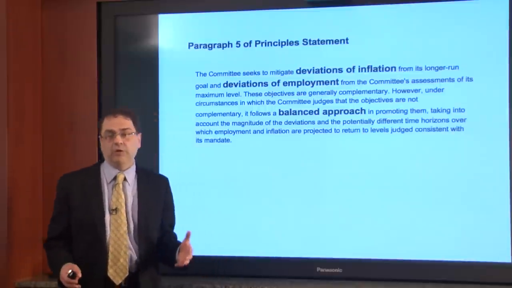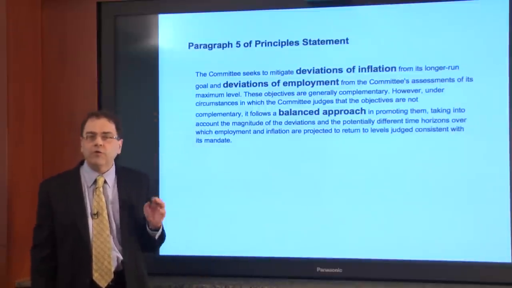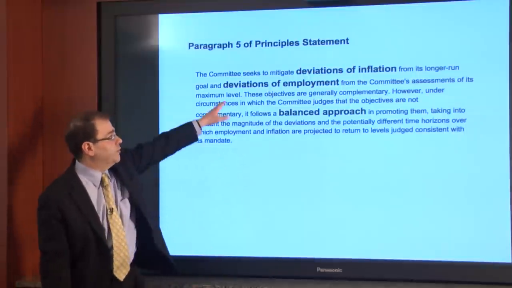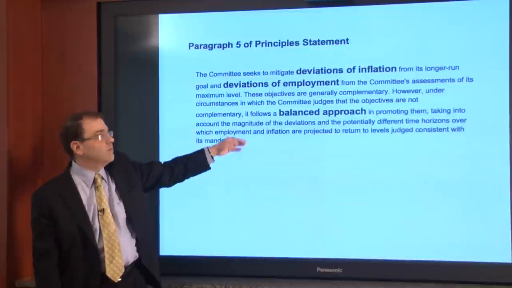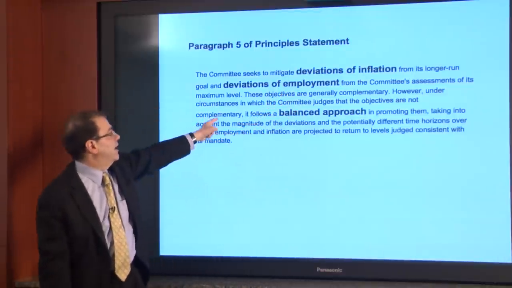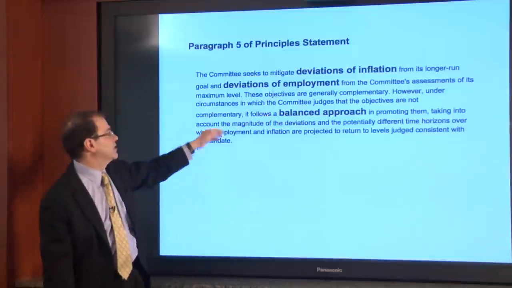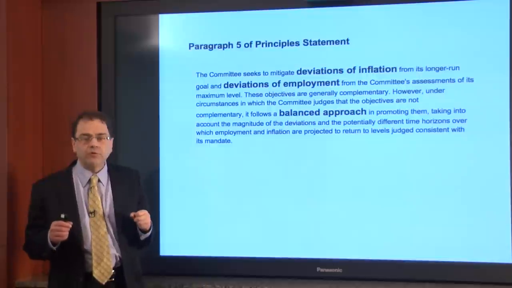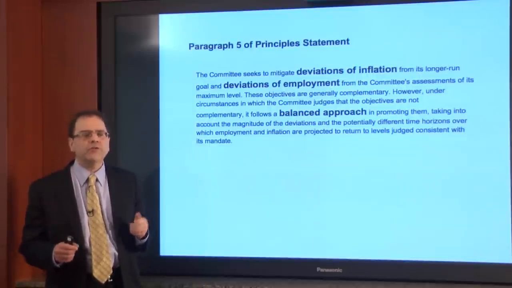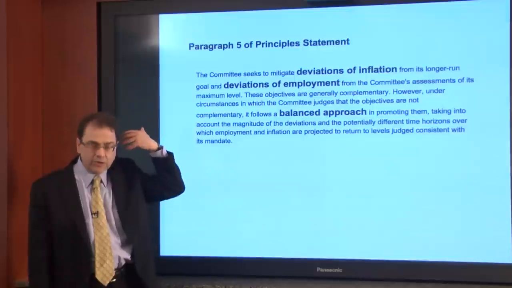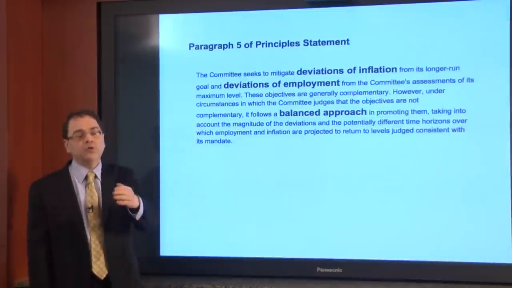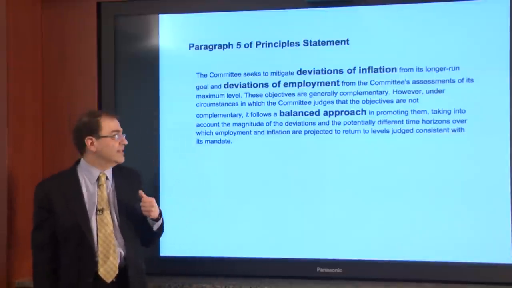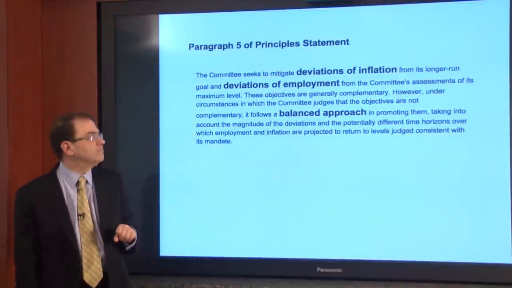The principal statement is very alive to the fact that there is a dual mandate that the committee has to meet. So we go to the fifth paragraph. It says the committee seeks to mitigate deviations of inflation from its longer run goal and deviations of employment from the committee's assessments of its maximum level. Now, generally, as the principal statement says, these are complementary objectives. What that means is, if you're getting inflation back up to 2% within 2 years, you're going to be returning employment back to its assessment of its maximum level in that same time frame.